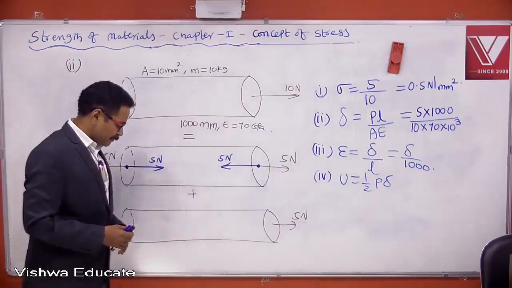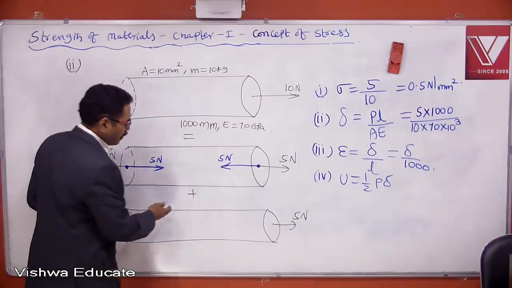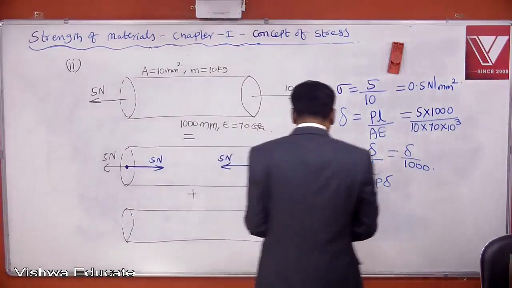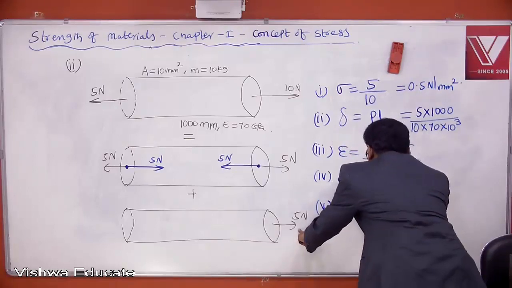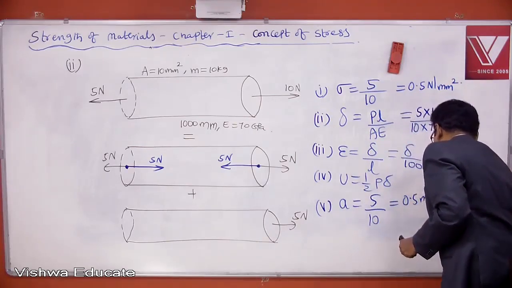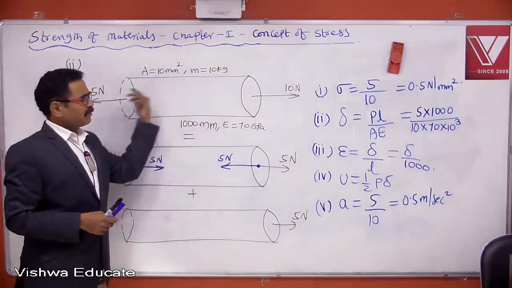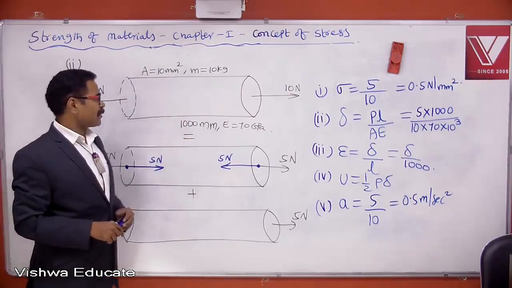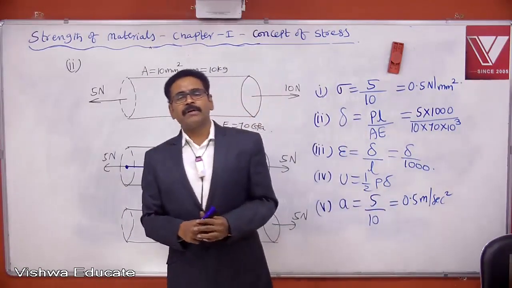If you observe the second problem, will this bar be in equilibrium? Definitely no. This bar tends to move towards right. With how much acceleration? The acceleration of this bar is equal to force by mass, 5 by 10. That means 0.5 meter per second square. So combine all the results. This bar is not in equilibrium. Come back to the original bar. This bar is not in equilibrium. This bar is moving with an acceleration of 0.5 meter per second square.